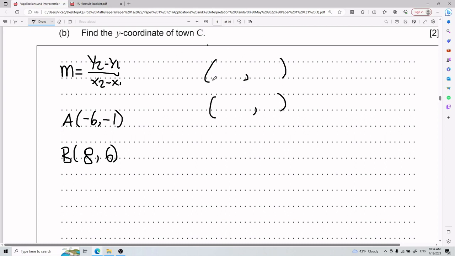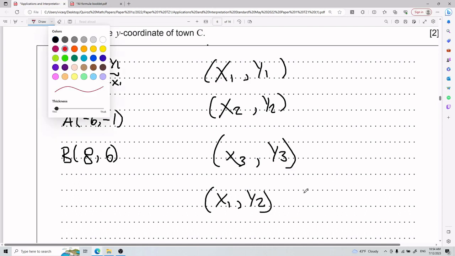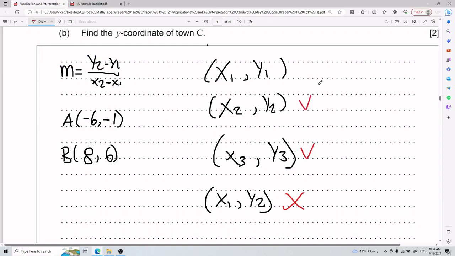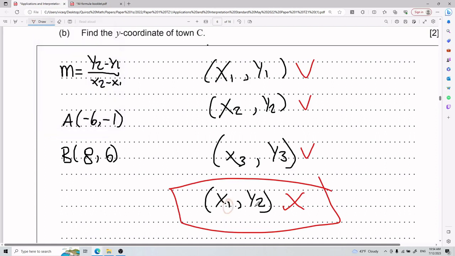And you need to be consistent. So x1 has to go with y1, x2 has to go with y2, x3 has to go with y3. You cannot have a point that is x1, y2. Okay, that is illegal. We do not do that. These two are correct. These three are correct. Why is this one illegal? Because this one does not line up with these two.